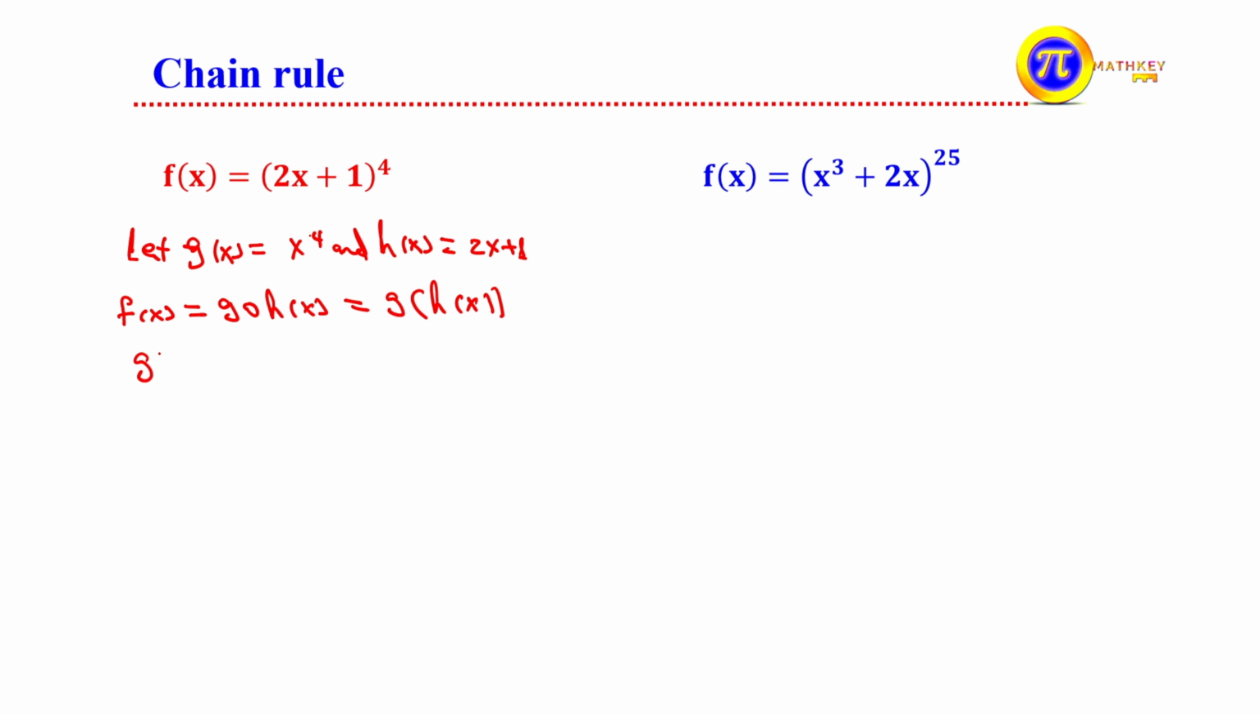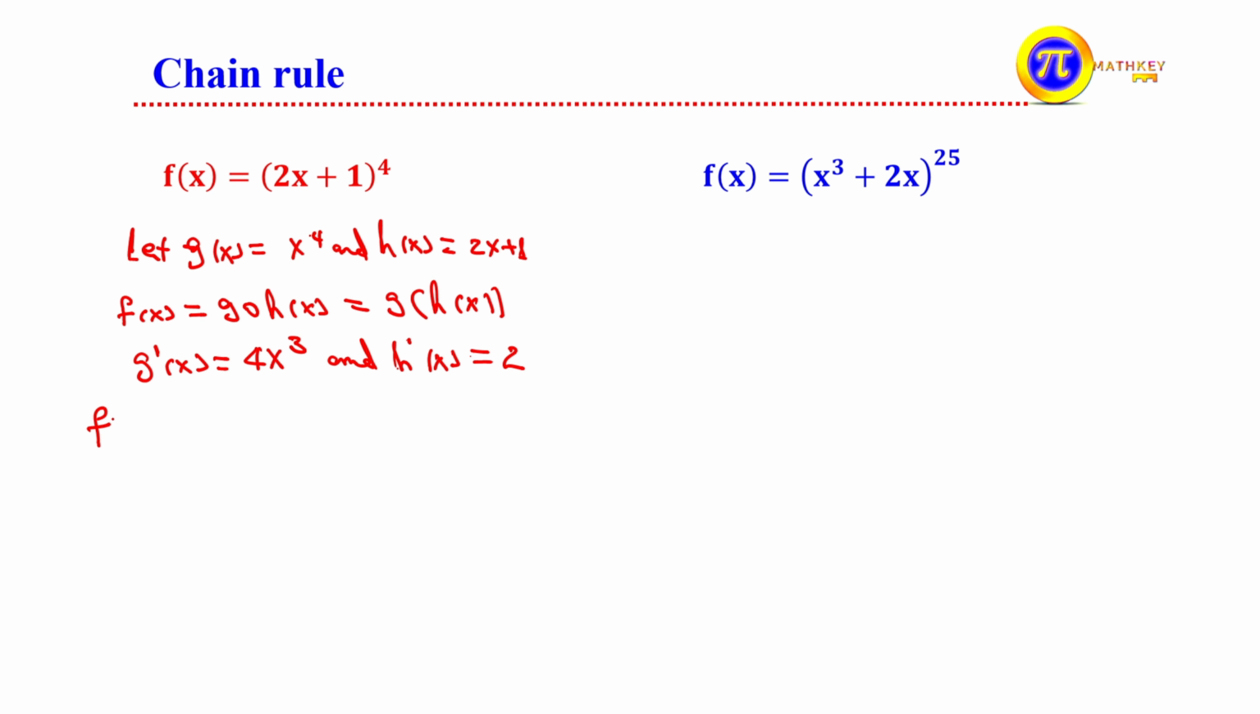That means first we'll try to find the derivative of g at x, which is x to the power of 4. That means reduce the power by 1 and make this power a coefficient. So this is 4 times x to the power of 3. Similarly, h derivative at x is equal to the derivative of 2x plus 1. It is linear, so it becomes 2.